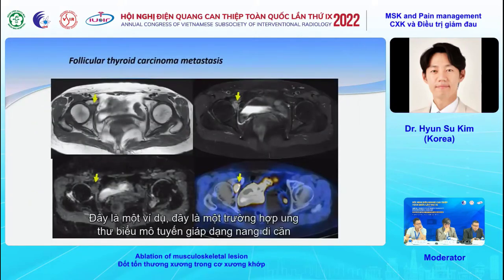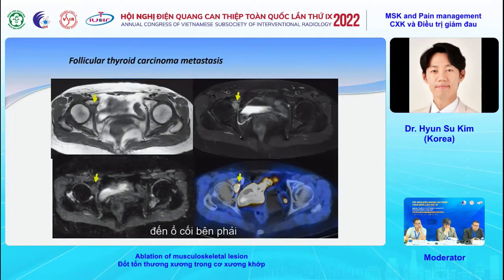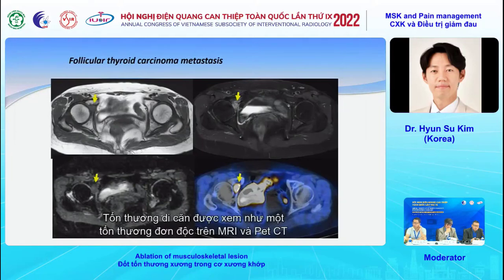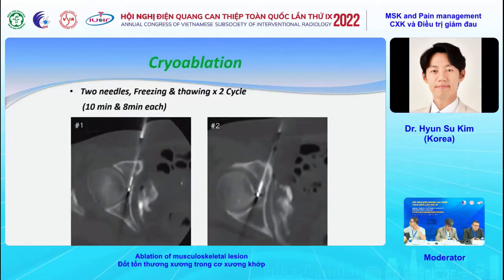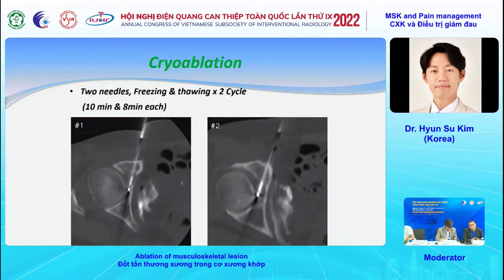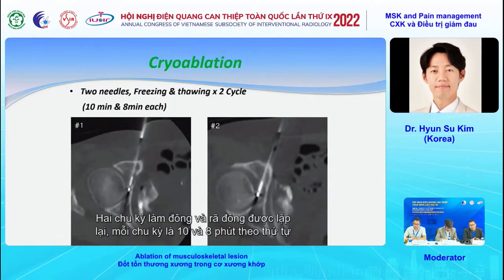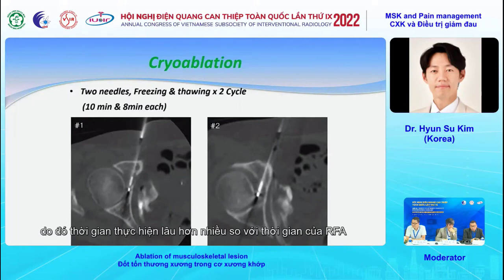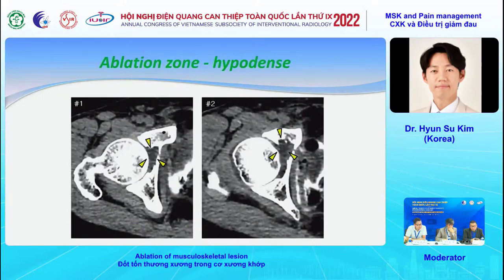Here's an example. This is a case of follicular thyroid carcinoma metastasis involving the right acetabulum. The metastatic lesion is seen as a discrete lesion on MRI and PET-CT. Cryoablation was performed using 2 needles inserted within the metastatic lesion. 2 cycles of freezing and thawing were repeated, which took 10 and 8 minutes each. It is a much longer ablation time compared with that of RFA. The yellow arrowheads depict the ablation zone, which is seen as low attenuation.